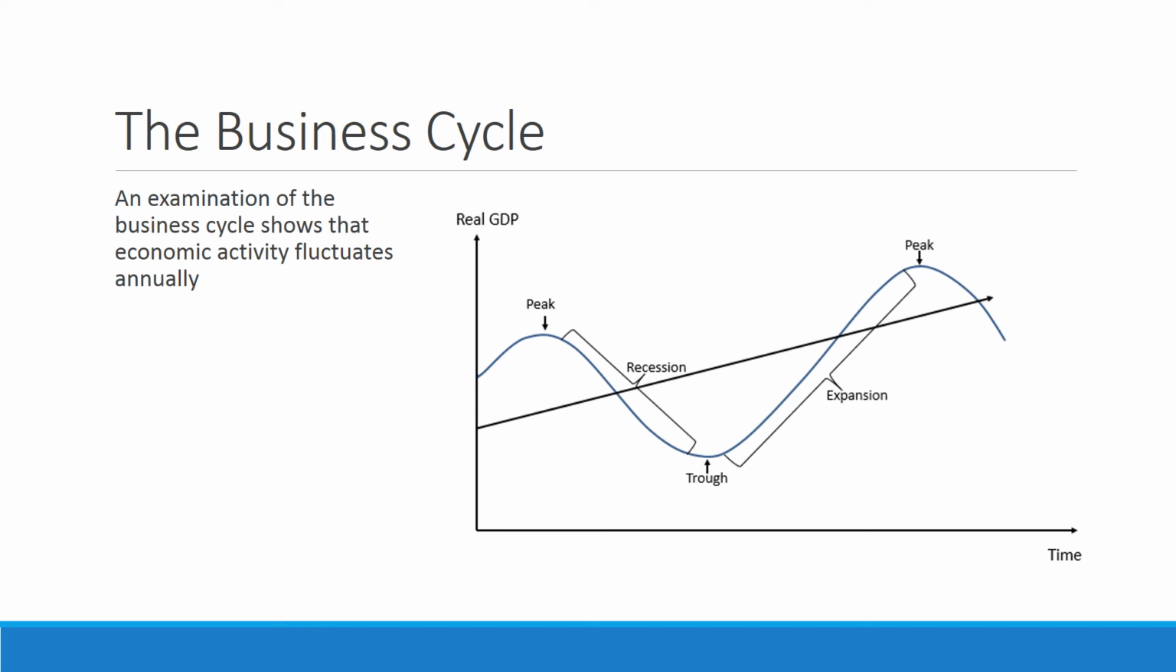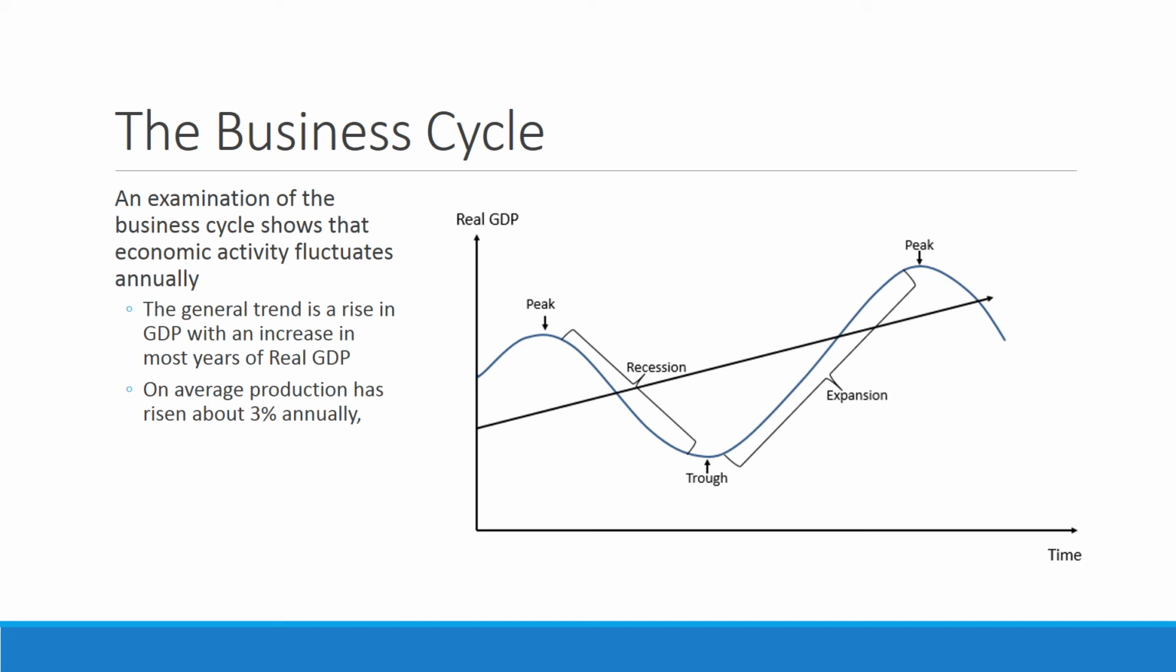But the overall progress of it is to trend upward. So the general trend is a rise in GDP, with an increase in most years of real GDP. That's what our general trend has shown. On average, production has risen about 3% annually. Recessions do occur though. You can see the recessions there. This is an economic downturn.